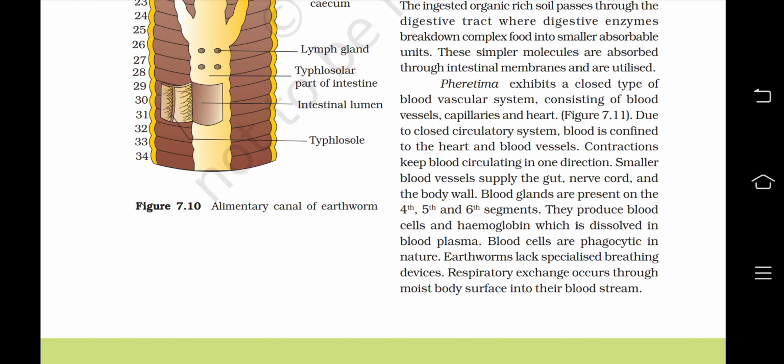Blood glands are present on the fourth, fifth, and sixth segments. They produce blood cells and hemoglobin, which is dissolved in blood plasma. Blood cells are phagocytic in nature. Earthworms lack specialized breathing devices. Respiratory exchange occurs through the moist body surface into their bloodstream.